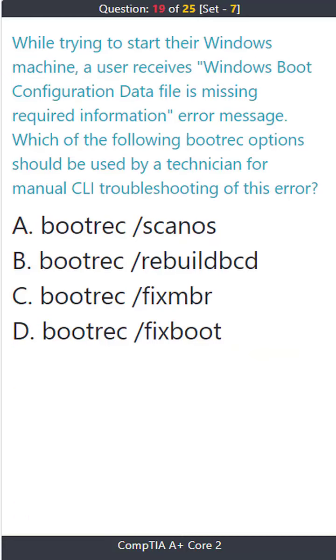Question 19. While trying to start their Windows machine, a user receives the Windows boot configuration data file is missing required information error message. Which of the following bootrec options should be used by a technician for manual CLI troubleshooting of this error? A. bootrec/scanos. B. bootrec/rebuild. C. bootrec/fixbr. D. bootrec/fixboot.